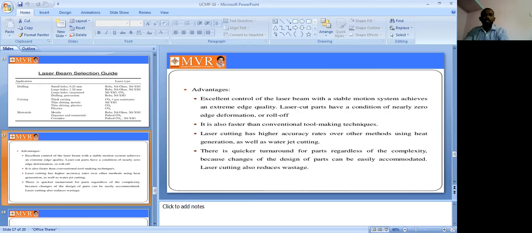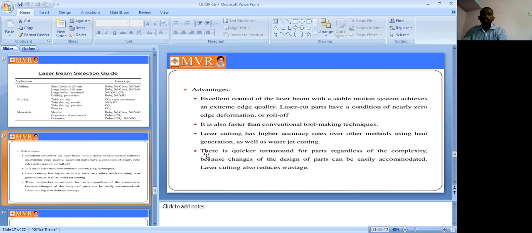The next advantage is that it is faster than conventional tool making techniques. Laser beam machining is a non-conventional process, compared to conventional machining. Next, laser cutting has high accuracy rates over the other methods. This is good accuracy compared to other methods.